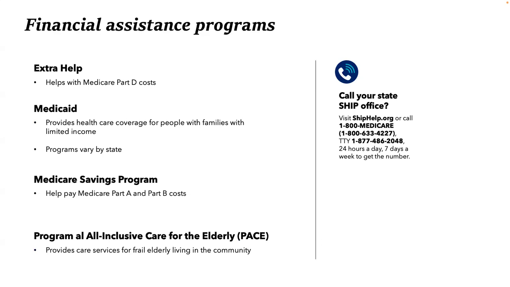If you need any financial assistance, feel free to reach out with the Extra Help program. This is a low-income subsidy that helps pay Medicare Part D costs. Along with Medicaid, the Extra Help program is one of the two ways that you can remove a Part D late enrollment penalty. The Medicaid program is another great way as it provides healthcare coverage for people and families with limited incomes. The programs do vary by state.